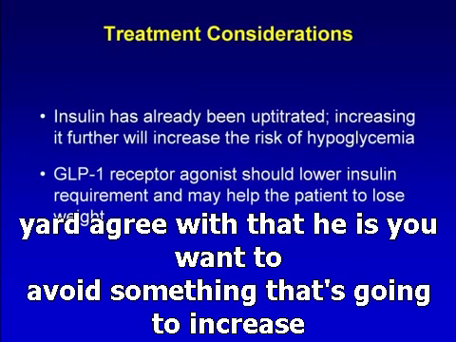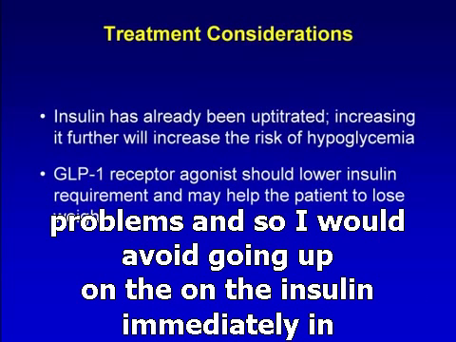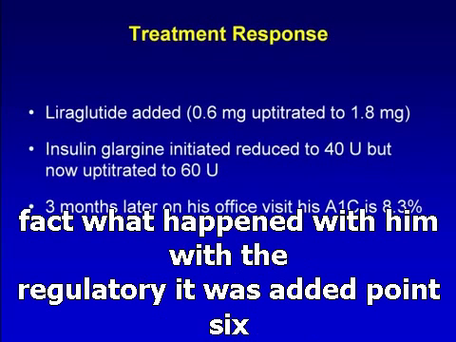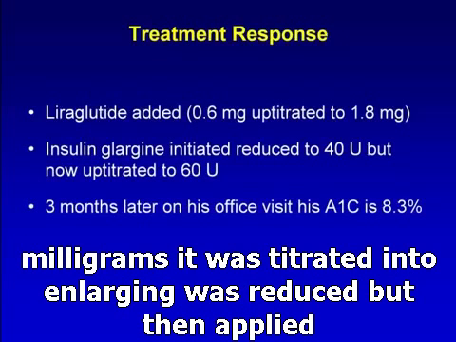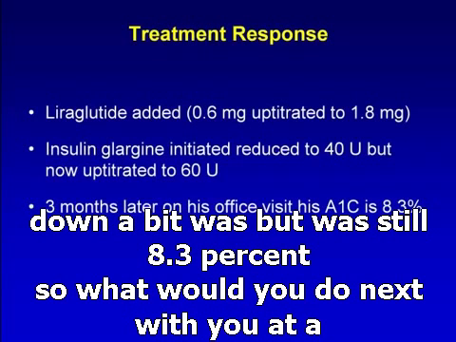Yeah, I would agree with that. You want to avoid something that's going to increase hypoglycemia and weight gain, which he's been struggling with. He's had both those problems, and so I would avoid going up on the insulin immediately. In fact, what happened with him was liraglutide was added, 0.6 milligrams. It was up-titrated. Insulin glargine was reduced, but then was up-titrated back up to 60. And when he came back for follow-up, his A1C had come down a bit, but was still 8.3%.